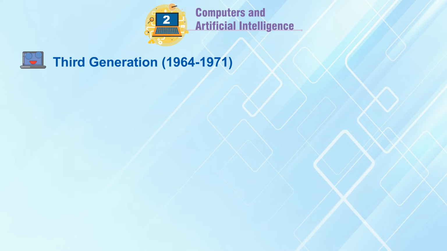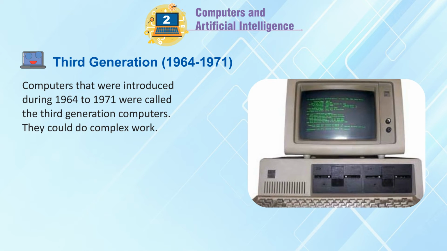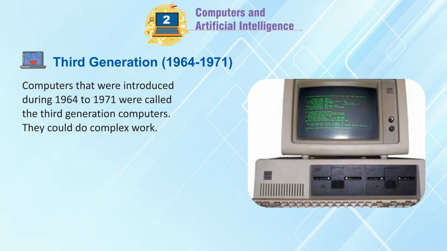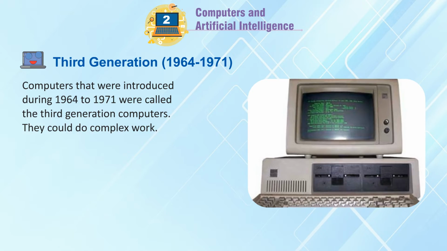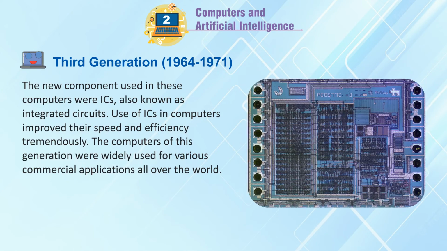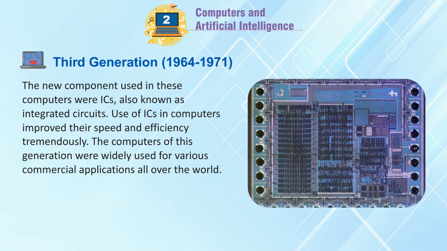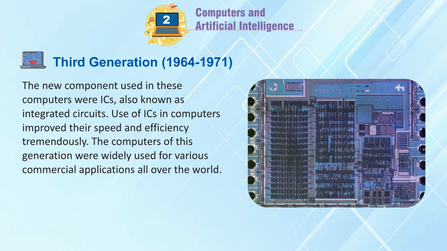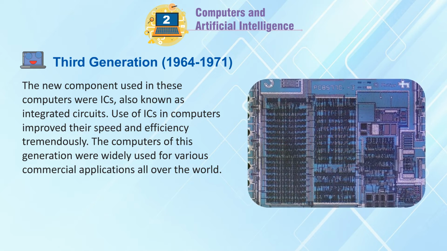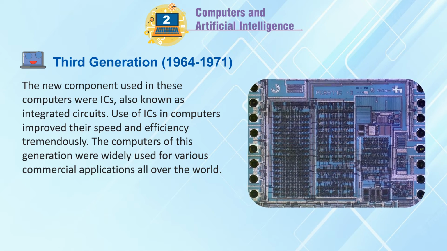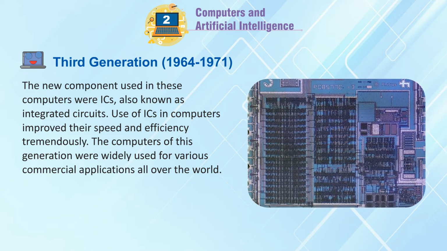Third generation, 1964 to 1971. Computers that were introduced during 1964 to 1971 were called the third generation computers. They could do complex work. The new component used in these computers were ICs, also known as integrated circuits. Use of ICs in computers improved their speed and efficiency tremendously. The computers of this generation were widely used for various commercial applications all over the world.